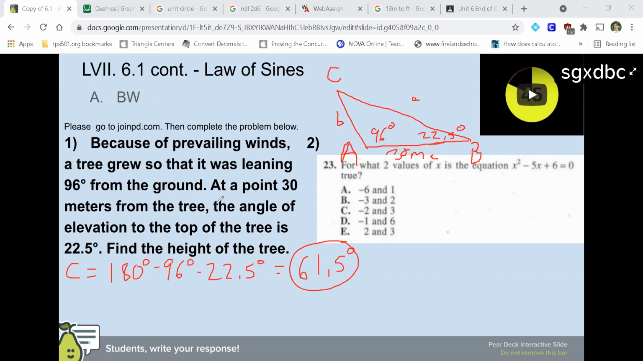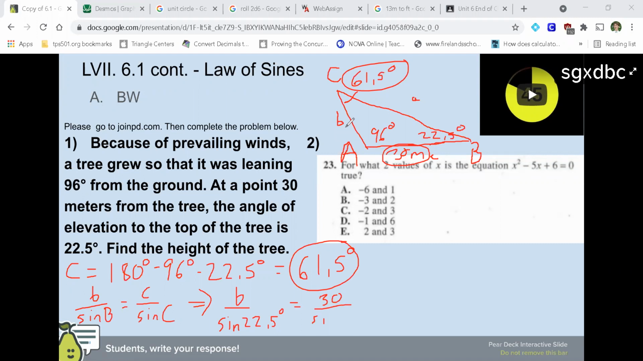Okay, now that we know angle C, we can use the law of sines because we have a pair of a given angle and a given side to find our missing side B. So we can say B over the sine of B is equal to C over the sine of C. Plug in, we get B over the sine of 22.5 degrees is equal to 30 over the sine of 61.5 degrees.